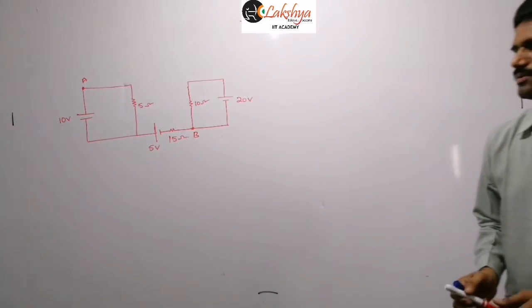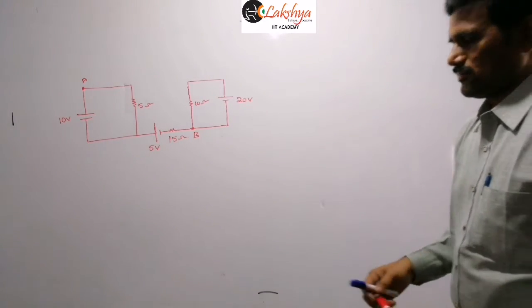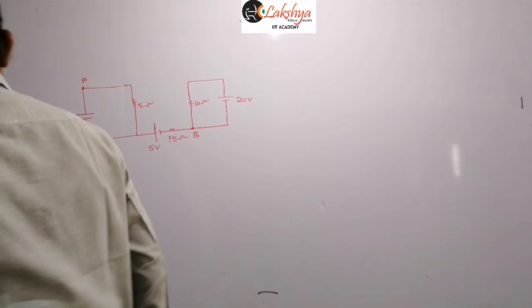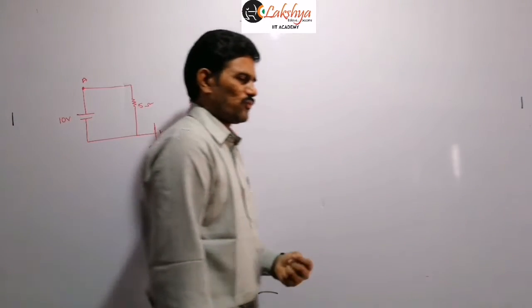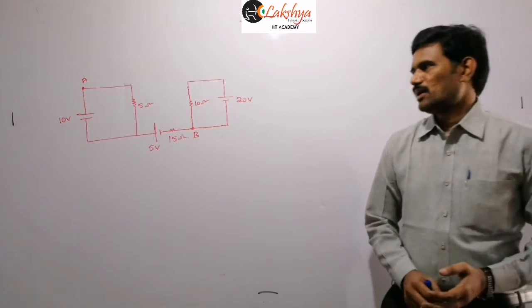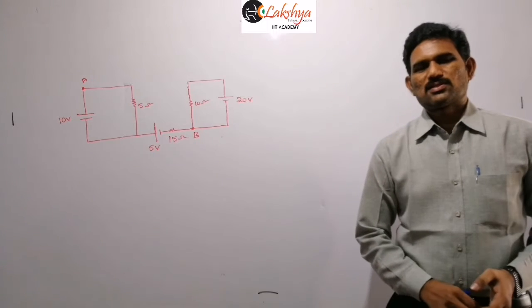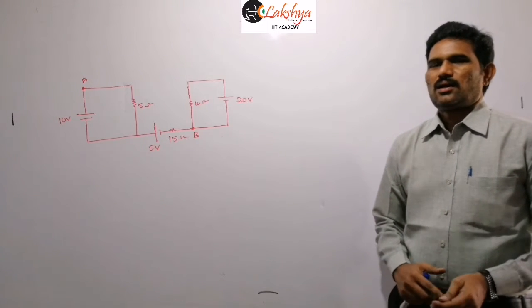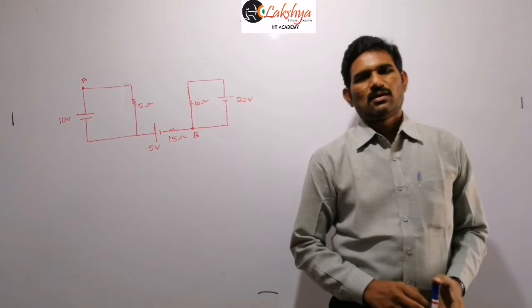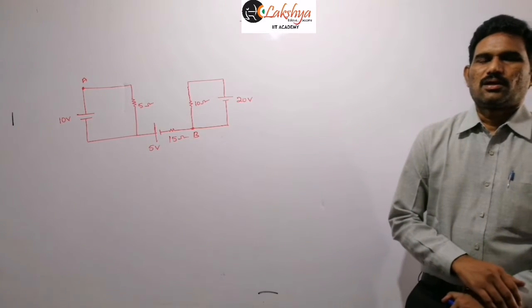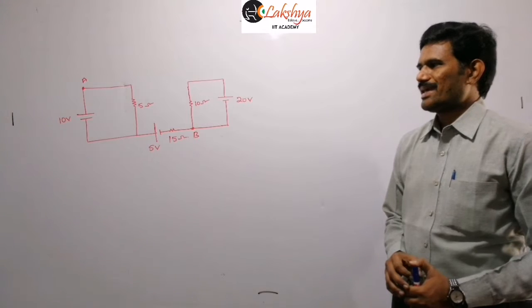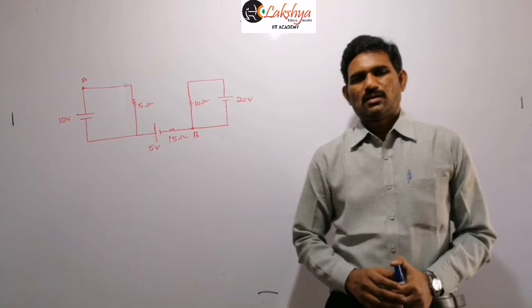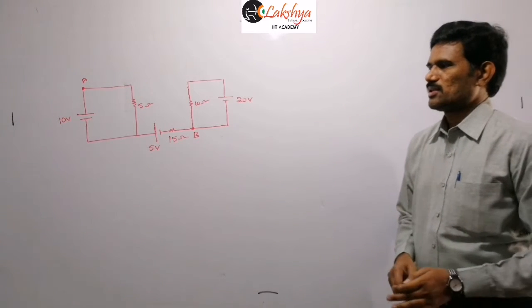So note that circuit. In the circuit shown in the figure, find the current flowing through the 15 ohm resistor, and also find the potential difference between points A and B shown in the figure. Potential difference between the points A and B shown in figure.